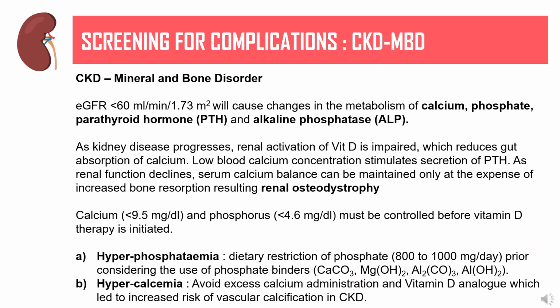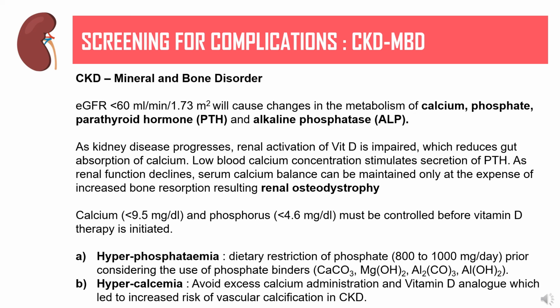When the patient has a glomerular filtration rate less than 60 ml per minute, there will be changes in the metabolism of calcium phosphate, parathyroid hormone, and alkaline phosphatase, or ALP. As kidney disease progresses, the renal activation of vitamin D is impaired, which reduces the gut absorption of calcium. The low blood calcium concentration stimulates the secretion of parathyroid hormone. As the renal function declines, the serum calcium balance can be maintained only at the expense of increased bone resorption, resulting in renal osteodystrophy.